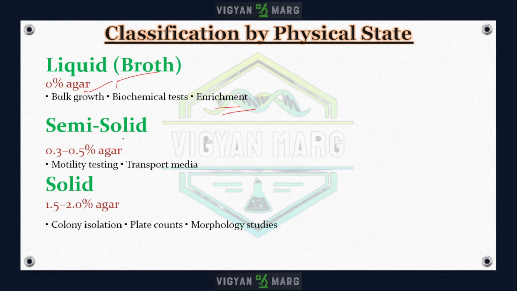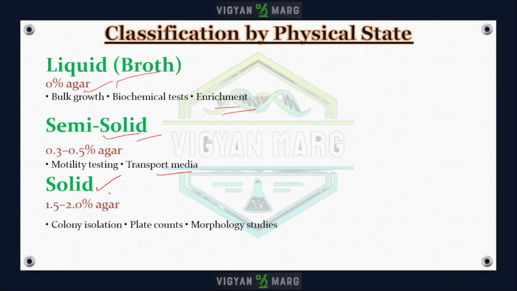Another is semi-solid medium. Semi-solid medium generally contains 0.3 to 0.5% agar, and it is soft and almost jelly-like, because the bacteria can move throughout it. Semi-solid media are used for motility testing, certain transport media, and occasionally for specialized enrichment, where a gradient of oxygen or nutrient is helpful.